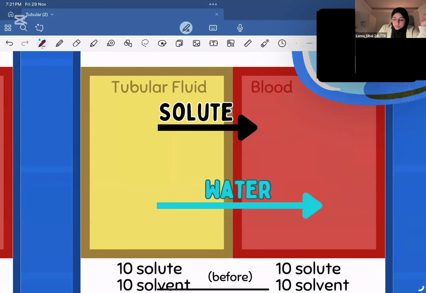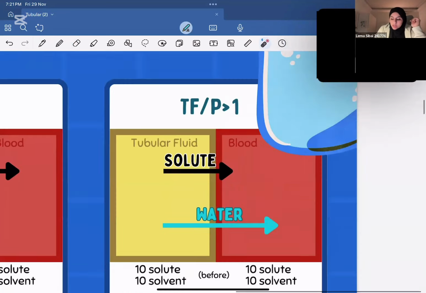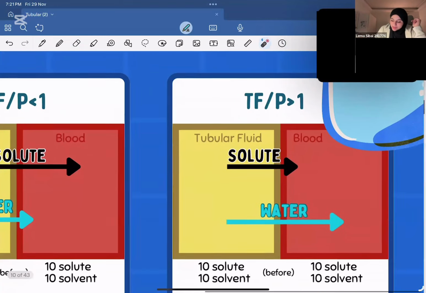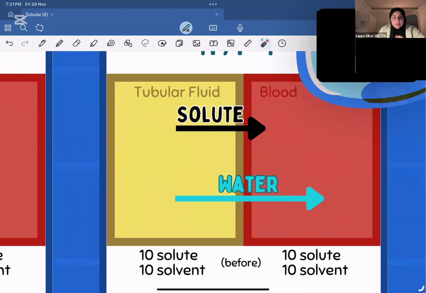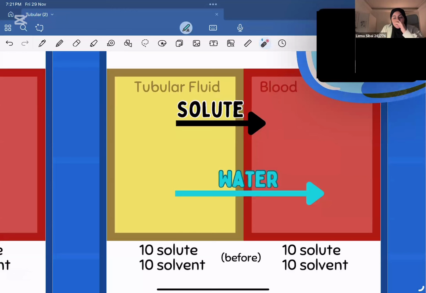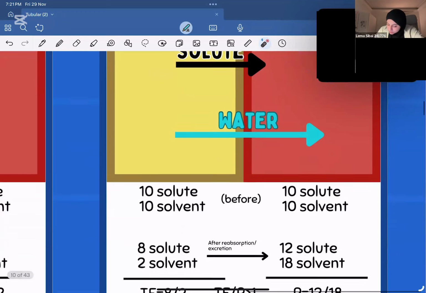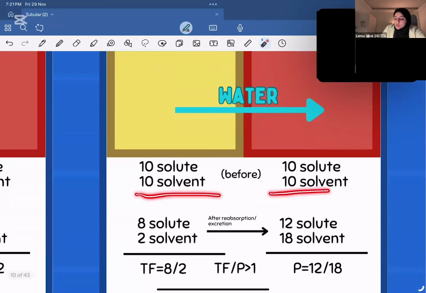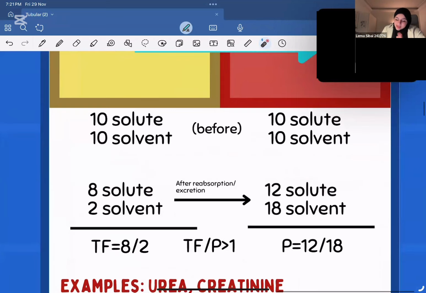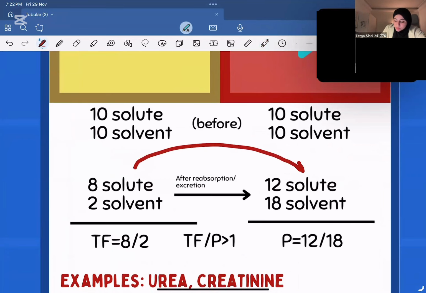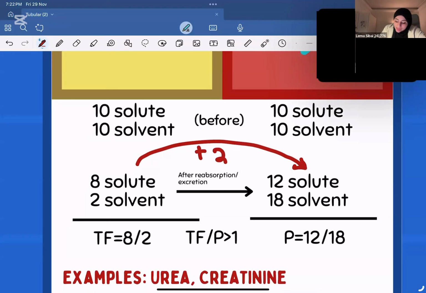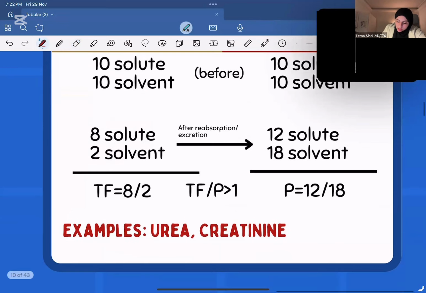Okay, last example. We're going to be talking about when TF over plasma is more than 1. Once again, we have these 2 compartments. In this specific case, solutes cross the membrane at a slower rate than water. So water is reabsorbed faster than solutes. Once again, you have the same amount of solute and solvent in each compartment. This time, you have only 2 solutes being moved into the plasma, blood, and 8 solvents being moved into the plasma. So this whole equation, 8 over 2, is just 4, and when 4 is above anything else, it's going to be more than 1. Therefore, the whole ratio is more than 1.